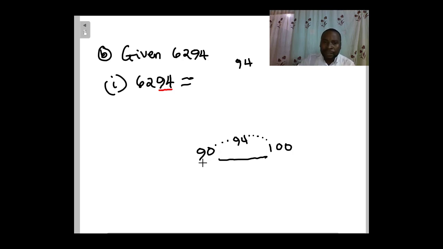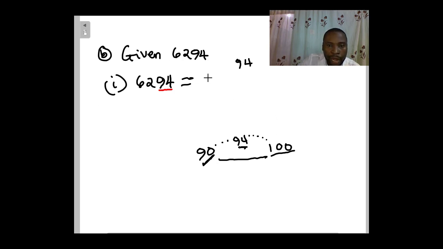That means 94 is closer to 90 than it is to 100. Do you understand that? 94 is closer to 90 than it is to 100. Because if you want to travel from 94 to 100, you're going to take 5 steps. But if you want to travel from 94 to 90, you're going to take only 3 steps. That means 94 is closer to 90 than it is to 100.